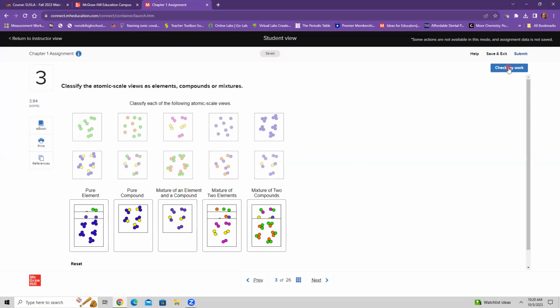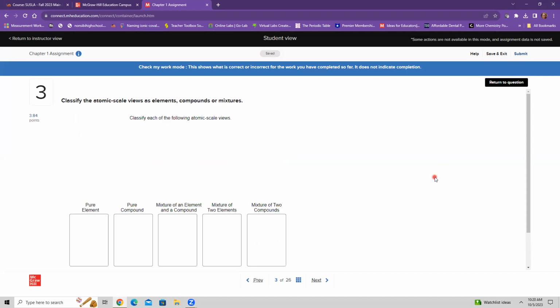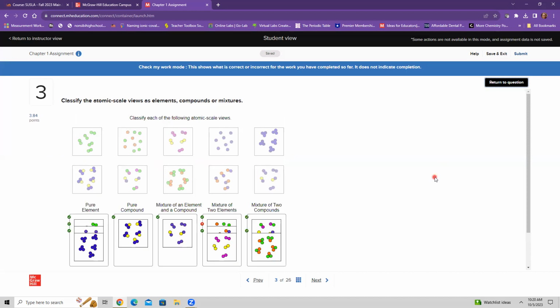All right, check the work. Let's see if that's right. Should be, but oh, this one. Which one did I put in there? That is not. It says no. That one? Oh, yeah. I don't know why I put that one in there. Oh, my Lord. That goes in there. I guess I was dragging things and not paying attention. But yeah, that would have been a mixture of not two elements. That would have been a compound, period. That's a pure compound. I don't know why I put it there.